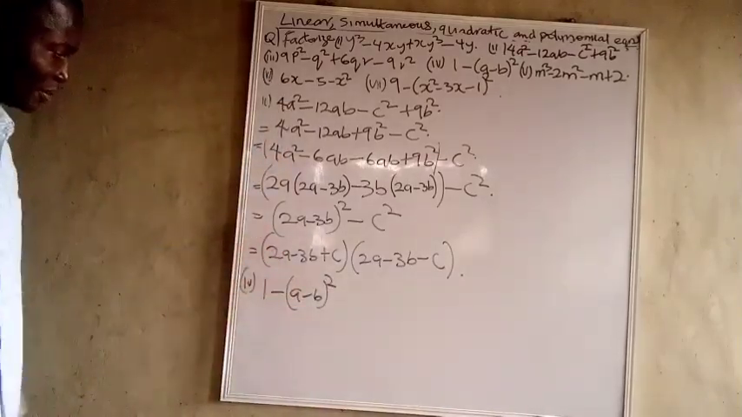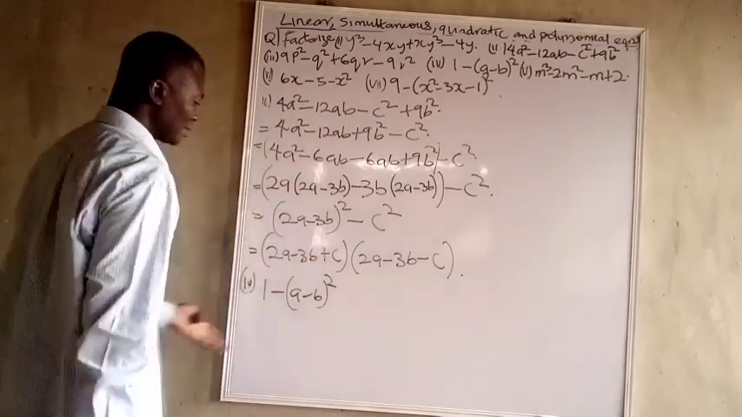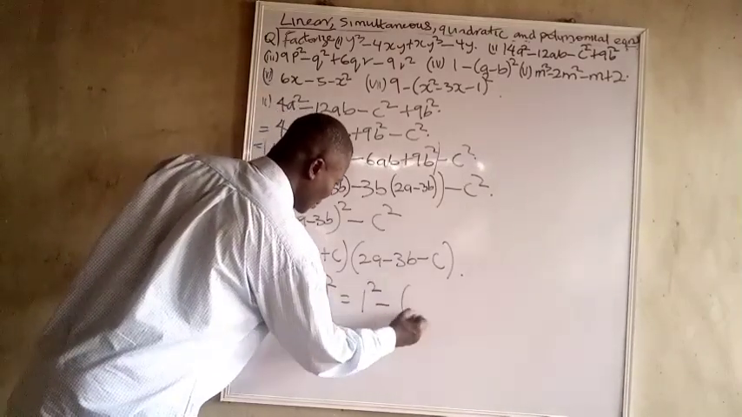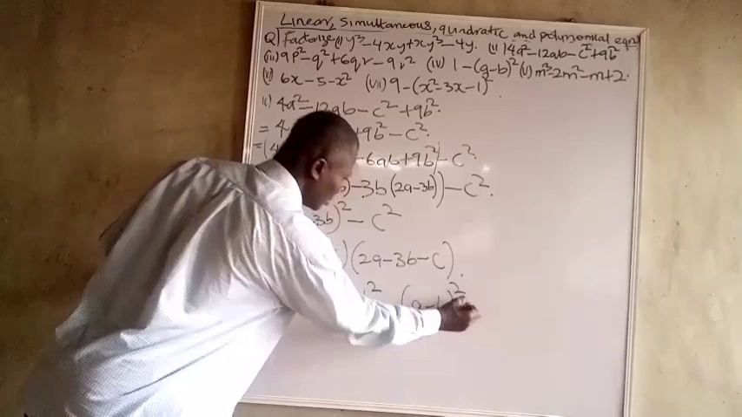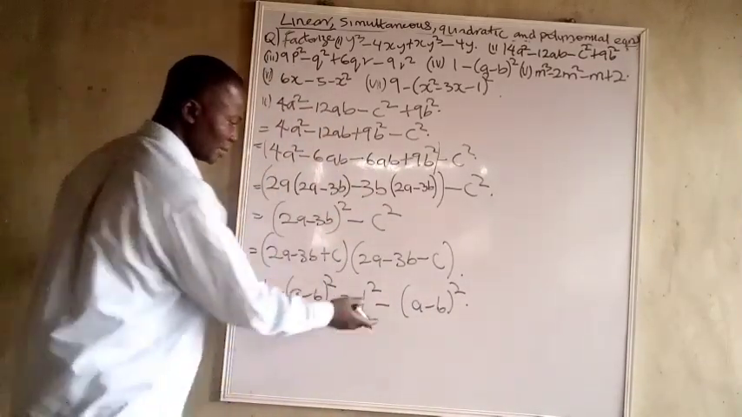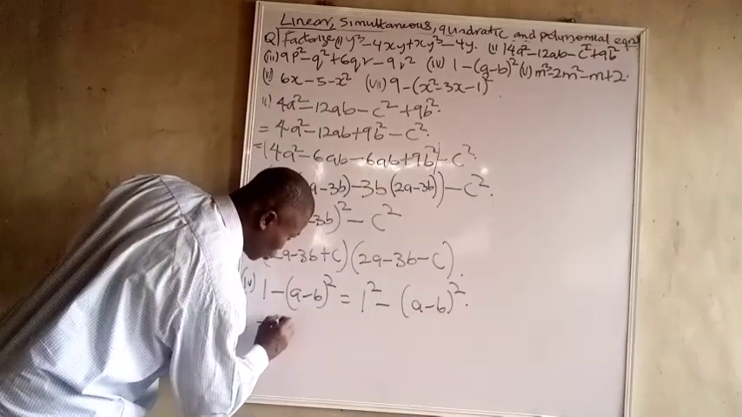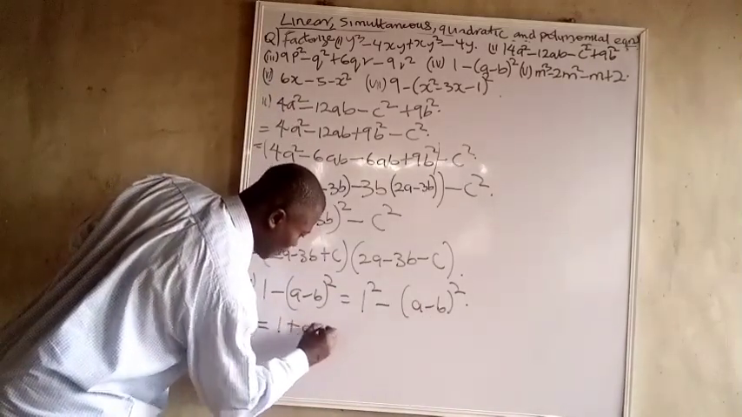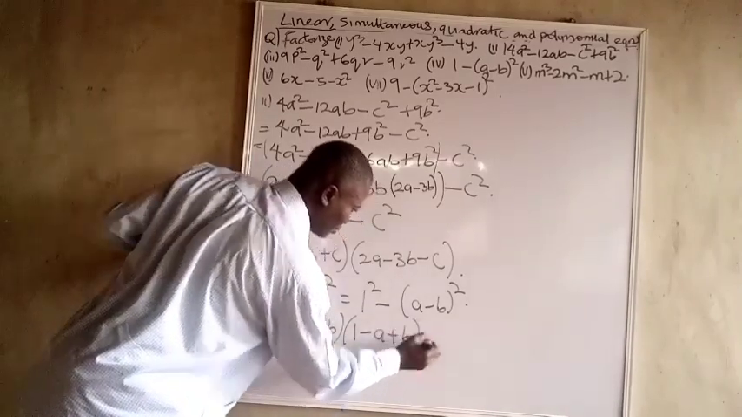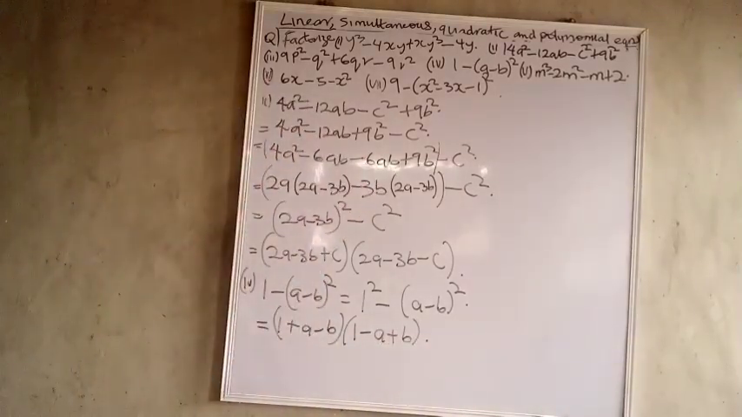I intentionally put this one there so that all the difference and whatever will be clear. So what is this one? It's giving us 1 squared minus a minus b all squared. You can see, just like the previous one, this is difference of two squares. So it's going to give us 1 plus a minus b into 1 minus a plus b. So very straightforward, simple.